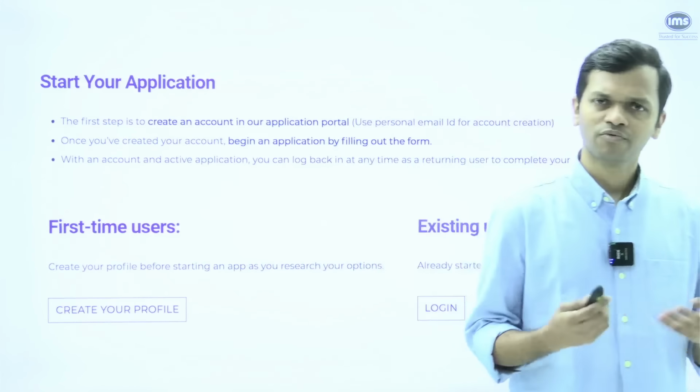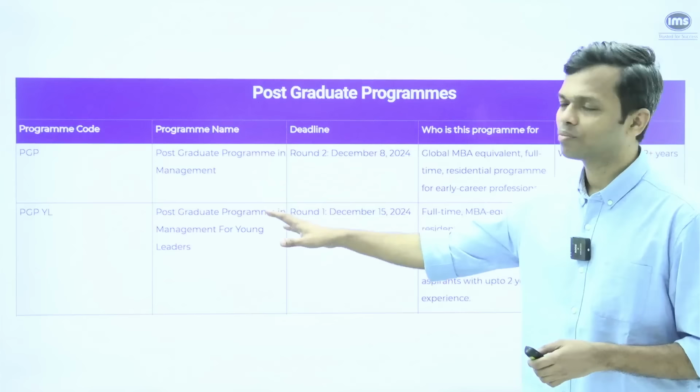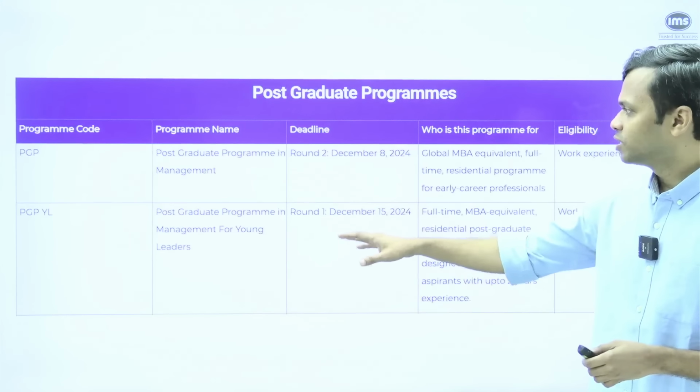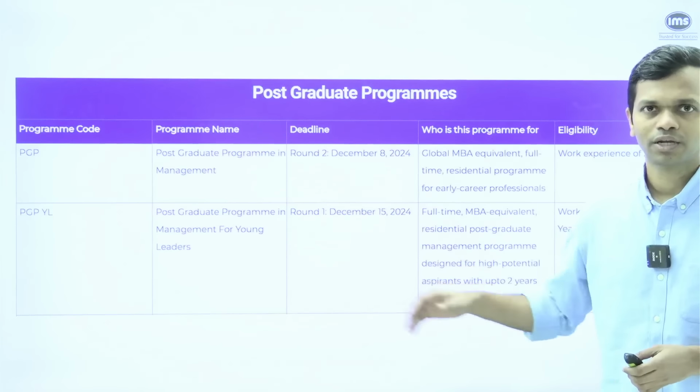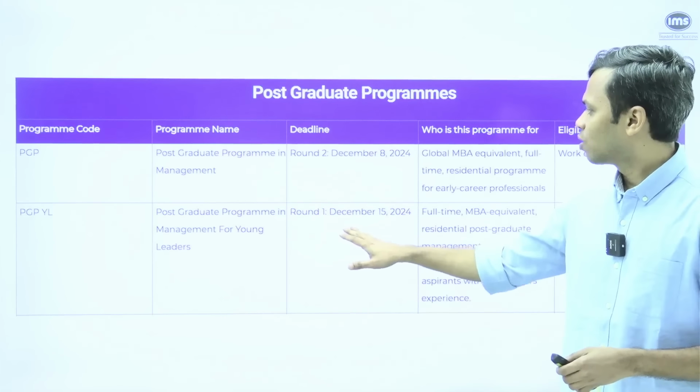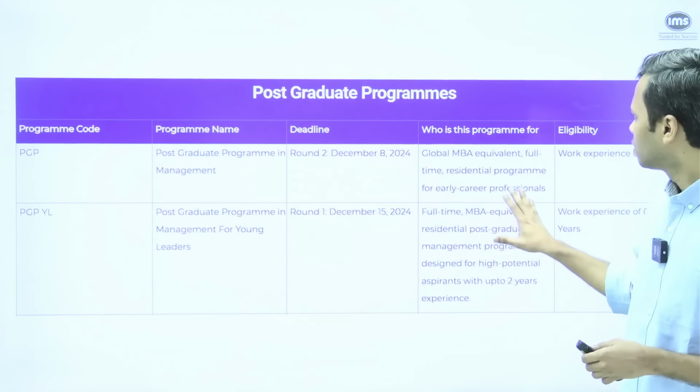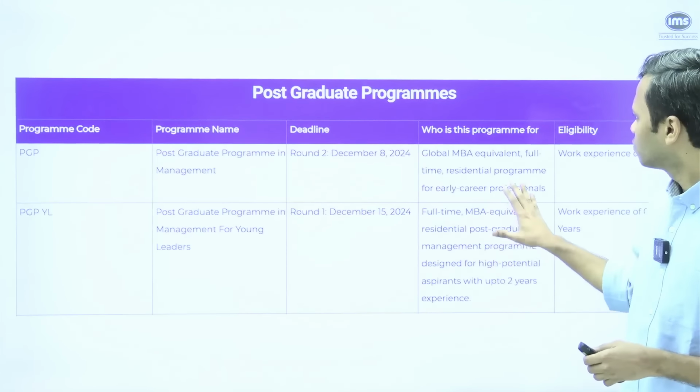Now there is PGP and there is PGP YL. So they have clearly mentioned what are the application deadlines and who is eligible for the program. So let me talk about the PGP YL first of all. So PGP YL is the postgraduate program in management for young leaders, which is the one that they have recently started. For this, the round 1 deadline is 15 December. Now, who is this program for? So full-time MBA equivalent residential postgraduate management program designed for high potential aspirants with up to 2 years of experience. So they have given a date and you have to calculate your work experience as on that date. I'm going to cover that as we progress in this particular video.